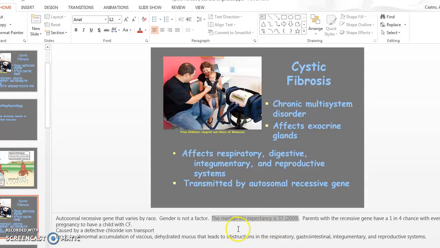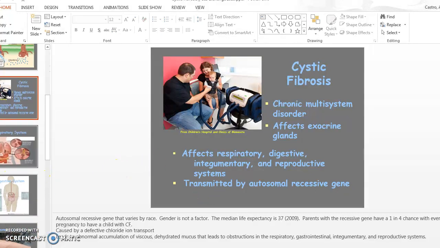You will have a better life expectancy with cystic fibrosis. So when we think about that, we still think of cystic fibrosis as being like a childhood disease, because it is, one, diagnosed so early on, and two, because you don't really see people live that long when they have the disease. So just keep that in mind.